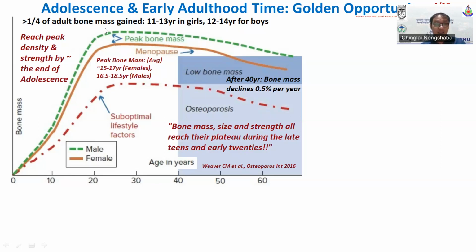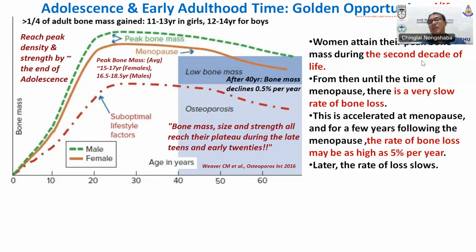And the peak density and strength generally reach by the end of adolescence. The peak bone mass is on average around 15 to 17 years in females, or 16.5 to 18.5 in males. That is around 18 years or so. After 40 years, you can see that a decrease happens, and this decrease in bone mass can be 0.5% per year. Around 20 years or so, bone mass, size and strength basically plateau, during the late teens and early 20s. So this concept is very important, because after understanding this graph, you will understand when exercise intervention has to be given for it to be very effective.